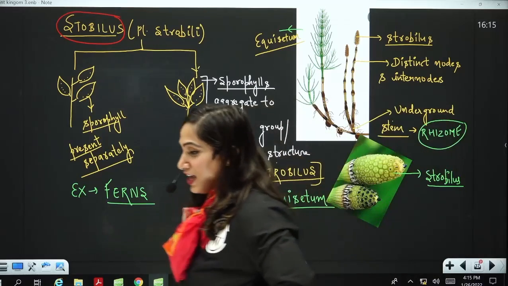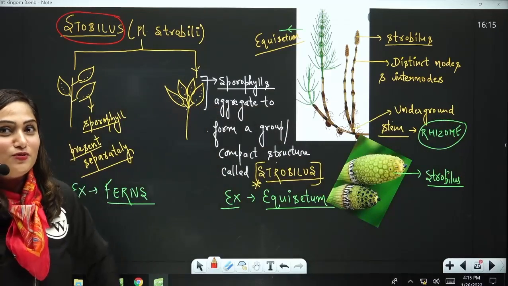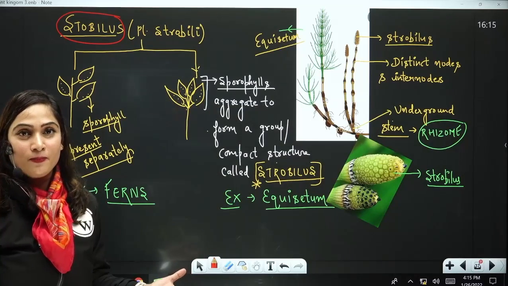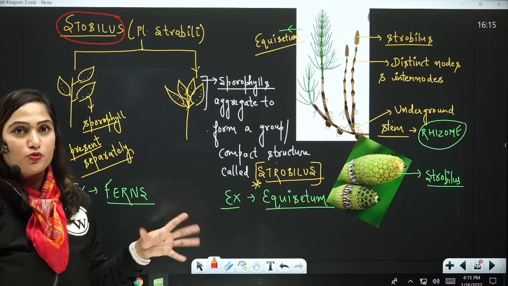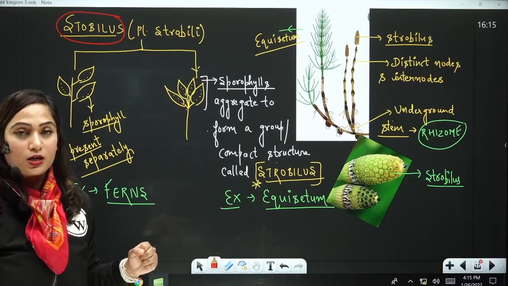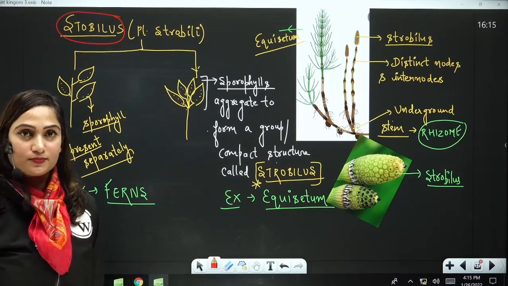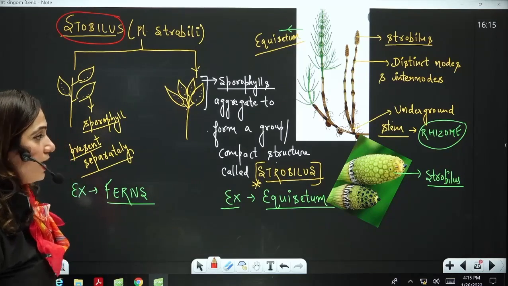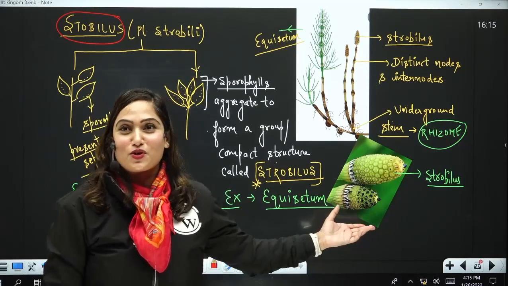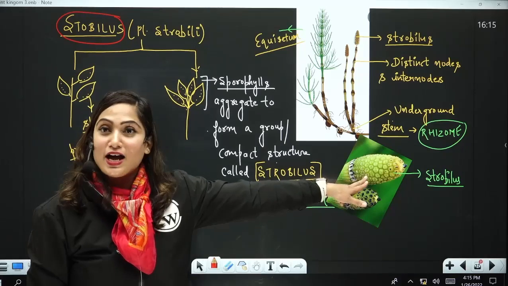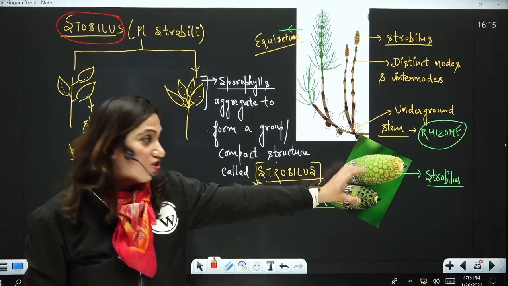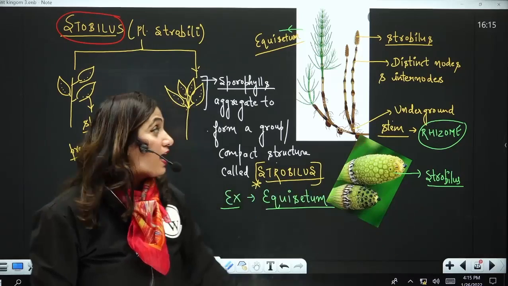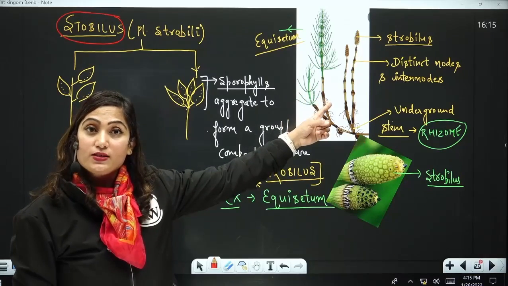So do not learn all the lines, you'll be confused. Just learn one single line. Ferns have sorus. That means ferns will not have strobilus. That means strobilus will be present in Equisetum. Clear? Words are clear? Okay. Now you can see the beautiful diagram of strobilus here. All the leaves which had the sporangia have come together to form an aggregate structure, and that is a strobilus. And this is the diagram of Equisetum you are seeing here.